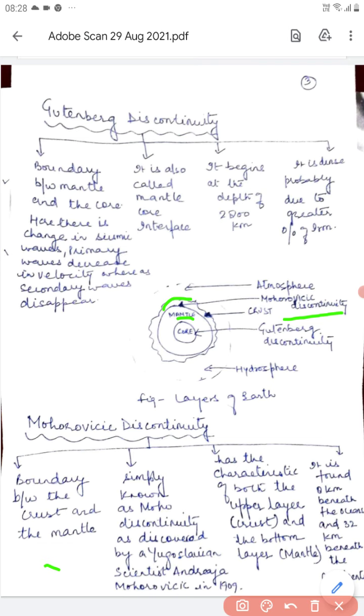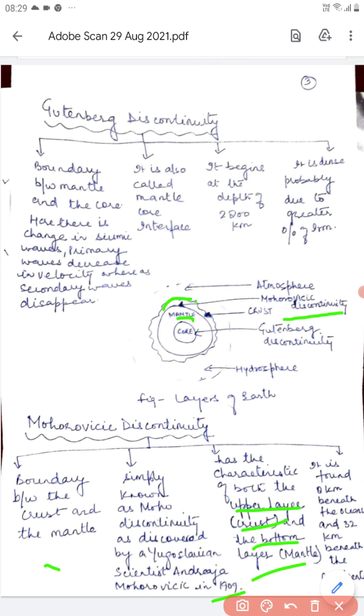Maybe it arises in your mind why the name goes like this. So simply it is known as Moho discontinuity because it was discovered by a Yugoslavian scientist Andrija Mohorovičić in 1909. So it has been named after the discoverer. It has the characteristic of both the upper layer crust and the bottom layer mantle, since it is the boundary between the crust and the mantle.